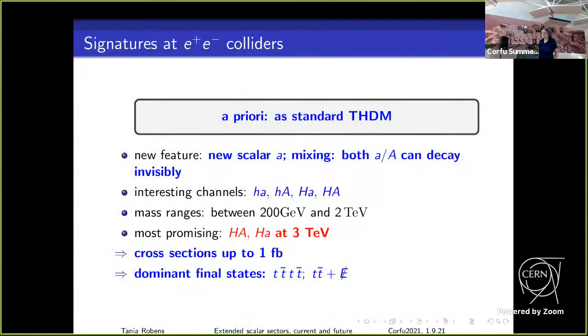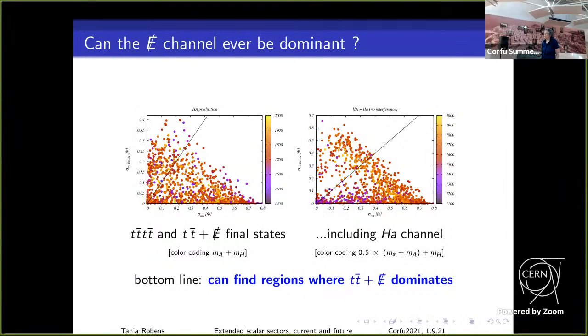Then I asked, what about e+ e- colliders? It's already explored extensively at the LHC, but what about e+ e-? I wanted to also look at a signature which is not realized in the normal two-Higgs-doublet model. These are the interesting channels where the A and also the big A can work as a mediator to the dark matter, so you have missing energy. This is the most promising channel. You get cross sections up to 1 femtobarn, and the dominant final states are t tbar, or t tbar plus missing ET. So the question is, can I ever be in a parameter point where this second novel signature, t tbar plus missing energy, is dominant?